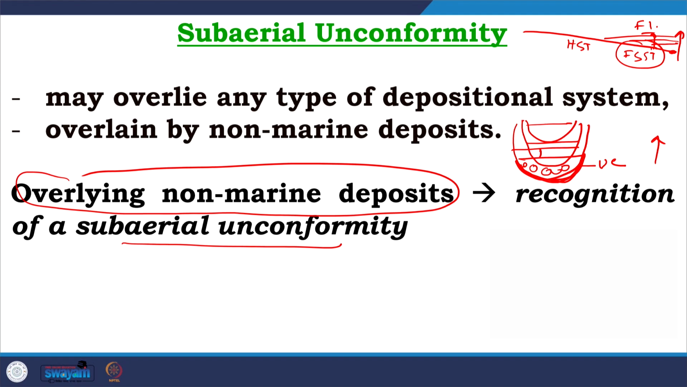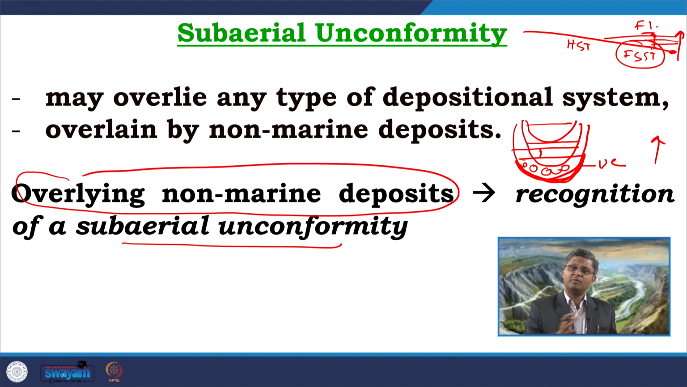So, the underlying package can be anything. It can start from shore facies, it can start from shore to the underlying deltaic facies, or maybe even the fluvial facies. So, below the unconformity we can get all these types of packages formed during the HST or maybe during the FSST. But in the overlying area of the unconformity, it should be represented by the non-marine fluvial deposits.